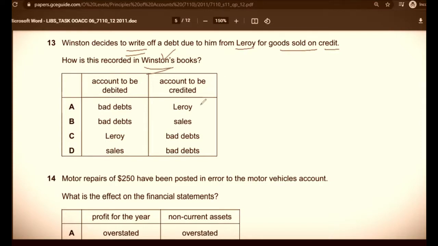So the account to be credited would be Leary, that's for sure. So you can immediately eliminate options B, C, and D. The correct answer to multiple choice 13 is option A. So the account to be debited is bad debts, because this is an expense, and then you would reduce the accounts receivable, and the name of the accounts receivable or the customer name is Leary. So the correct answer to multiple choice 13 is option A.